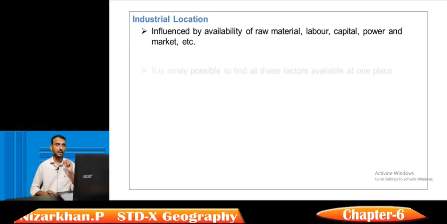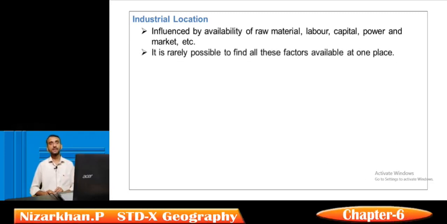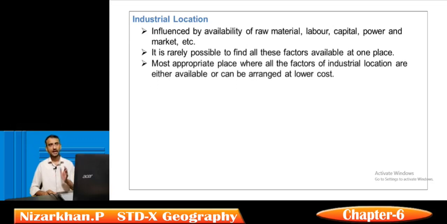But there is a problem: it is rarely possible to find all these factors available at one place. That means the availability of raw material, labor, capital, power and market. So in such cases, the most appropriate place, otherwise the ideal location of an industry, is where all the factors of industrial location are either available or can be arranged at a lower cost.